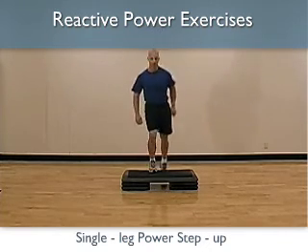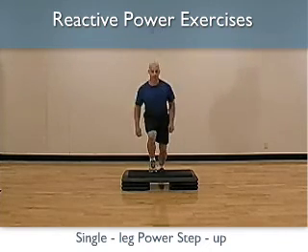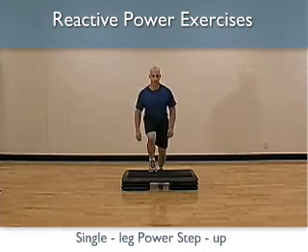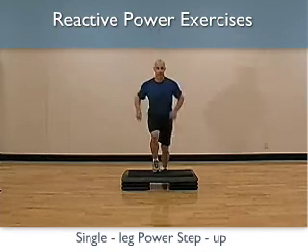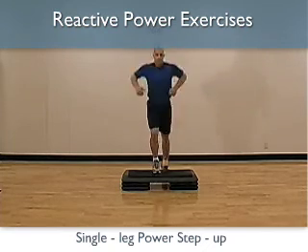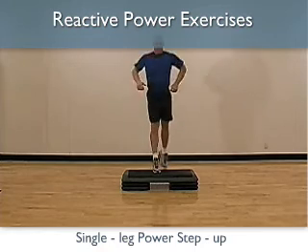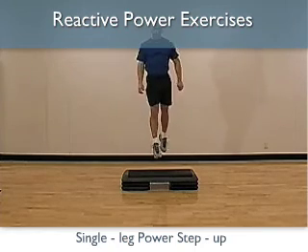The second example exercise is a single-leg power step-up. Place one foot on top of the box and forcefully push off the leg on top of the box, putting the leg into full extension. Land on the same leg and repeat as quickly as possible. As always, maintain ideal alignment of the front leg and keep the navel drawn in.